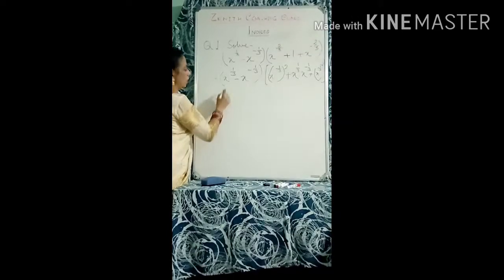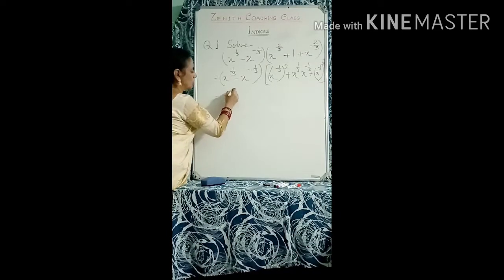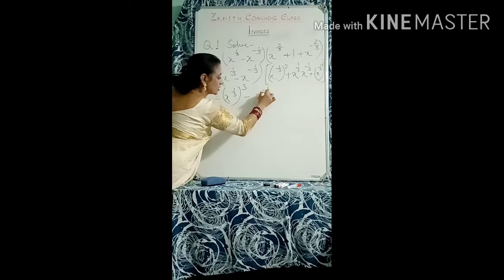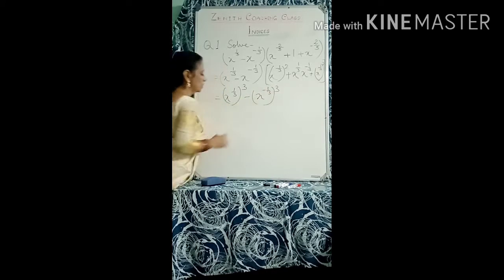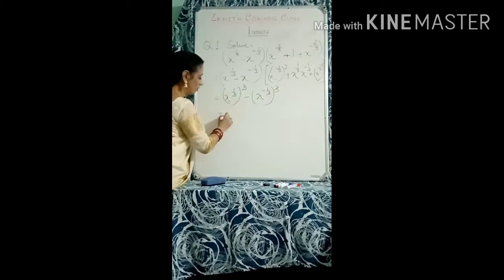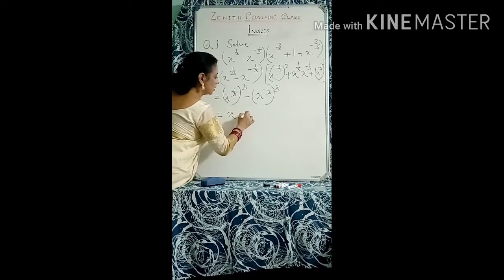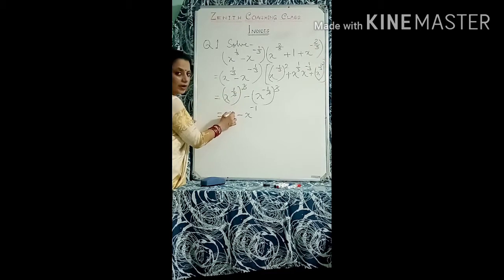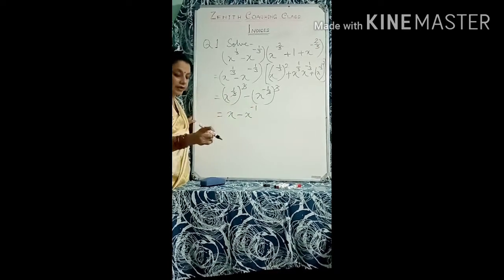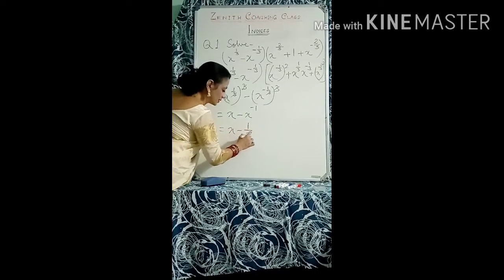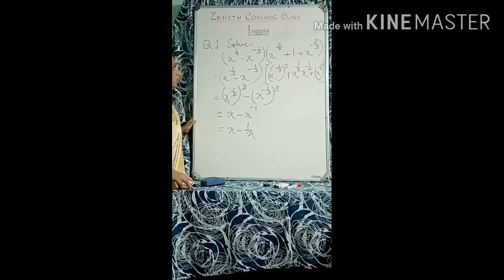देखिए, so x to the power 1 by 3 whole cube minus x to the power minus 1 by 3 whole cube. So here is 3 and here is 3, so cut. And here is 3 and here is 3, so cut. So what is now? X minus x to the power minus 1. Here is 1, so you don't have to write 1. And here is minus 1, you must write minus 1 because it will be reciprocal. So x minus 1 by x, it is the answer of it. Okay, so it is the formula of a cube minus b cube.